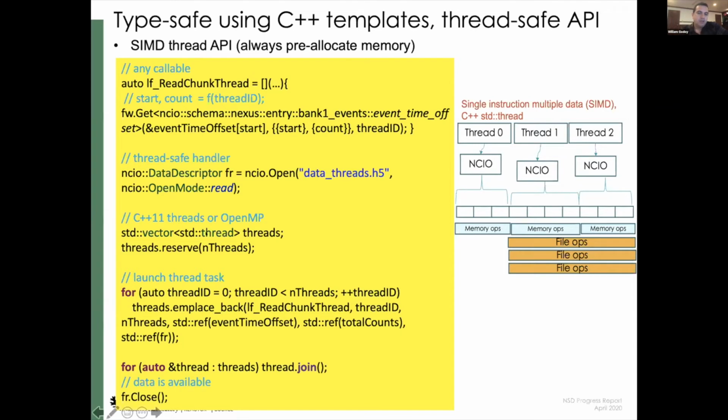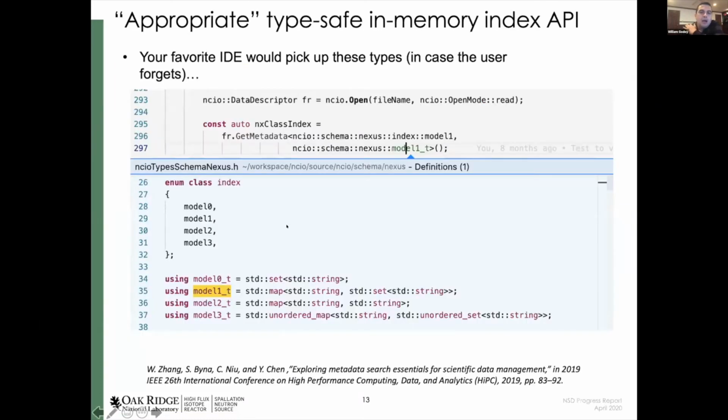So once again, you open your thread-safe handler, you launch your threads, each thread will take a single view of your data, and then there's opportunity for parallelization, like for example those binary tree searches, if they can be done in a concurrent way. Then you join your threads and then boom, your data is available as you need it.